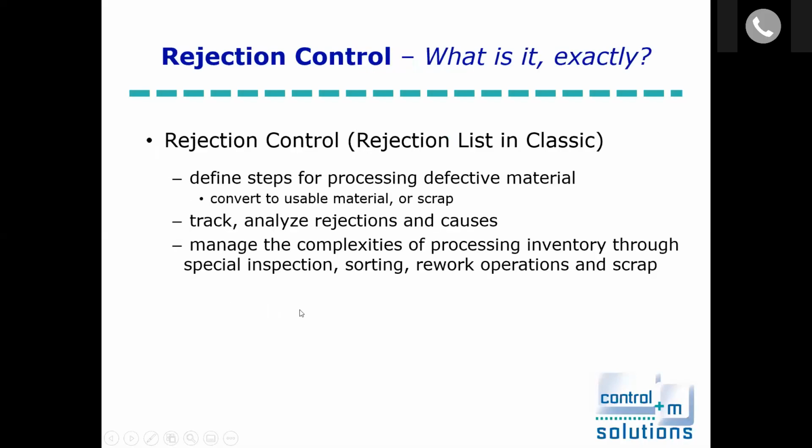So rejection control, what is it exactly? Rejection control is called the rejection list in Classic, and we use it to process defective material. More importantly, to define the steps for processing and to take defective material and convert it to usable material or to scrap it out.